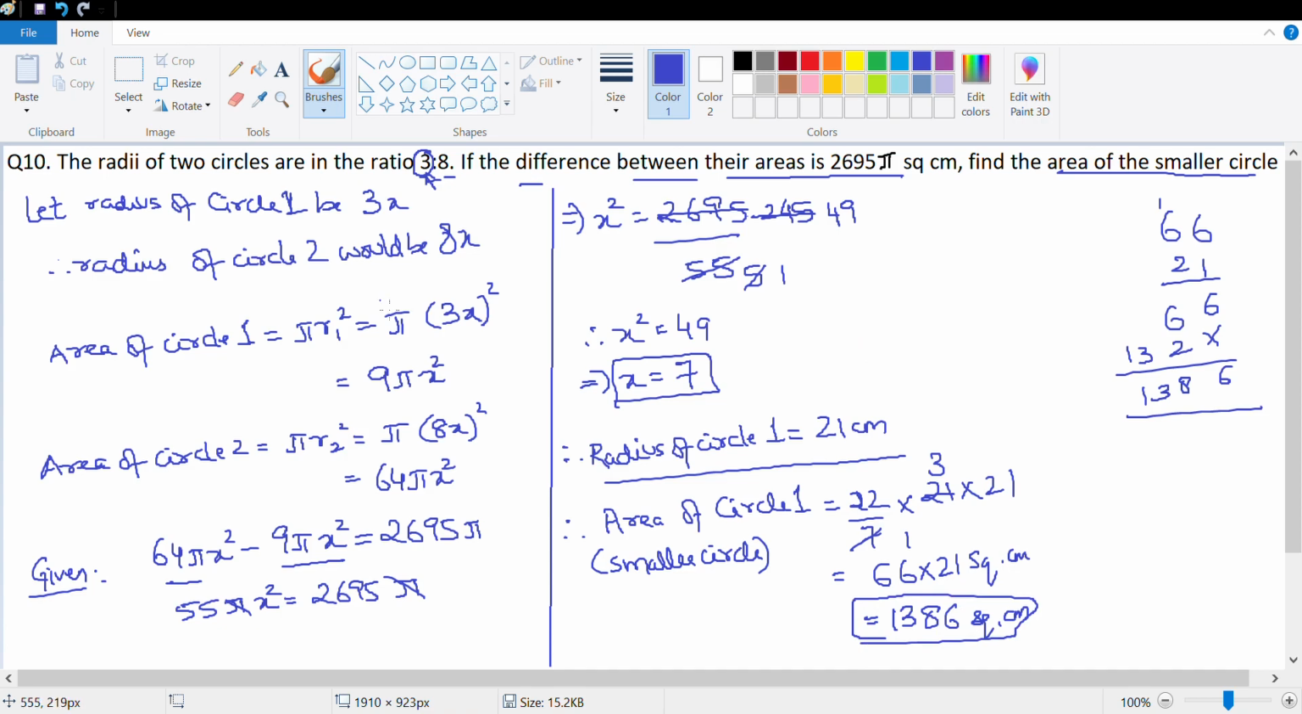I hope you get this point. Basically, this requires ratio, and then we did some calculation, then we took a square root, and then we used one formula. Perfect. Let's move on to the next question.